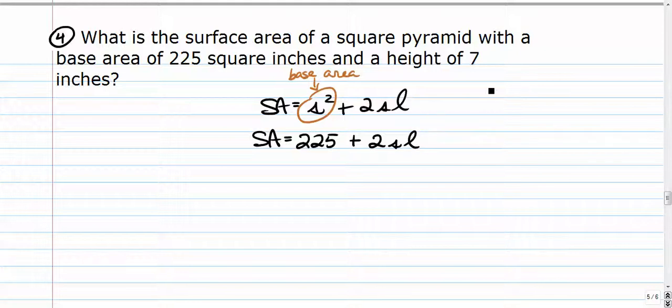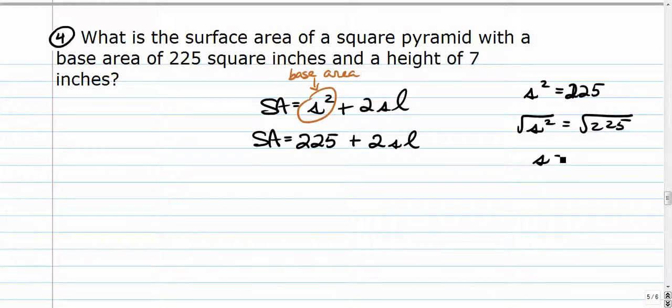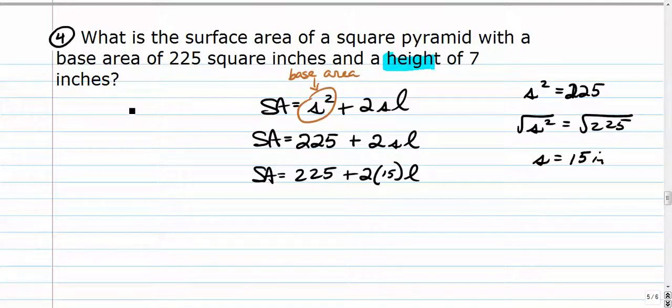So if you have a square that has an area of 225, S squared equals 225. To find how long each side is, you just take the square root of that. So we get 15 inches. So S is 15. So I'll just enter that right in my formula. 2 times 15 times L. So we need to know L, but what else is given to us is the height. The height is 7.